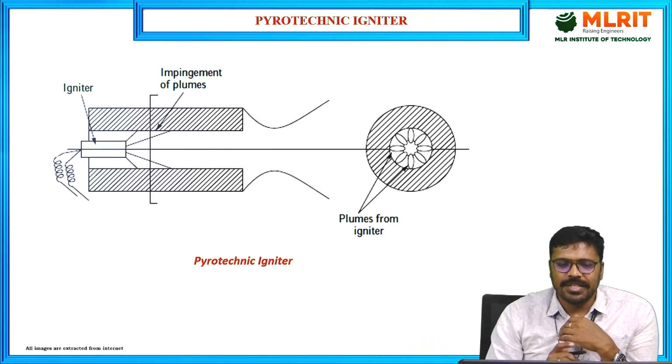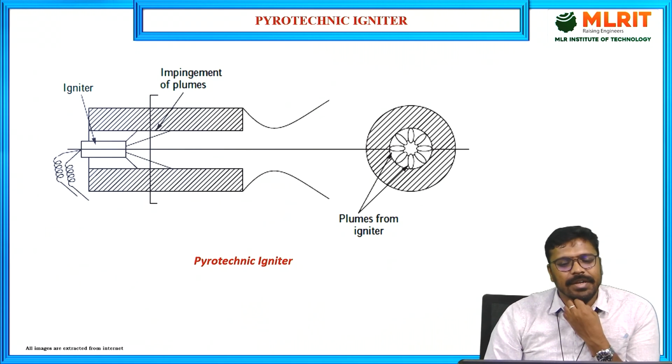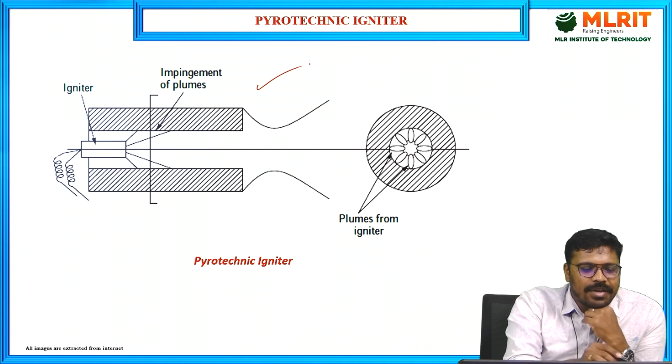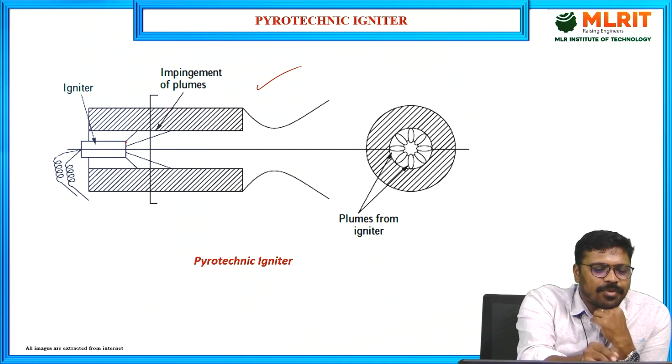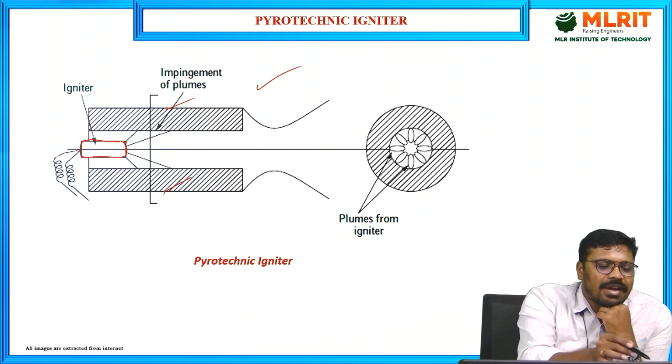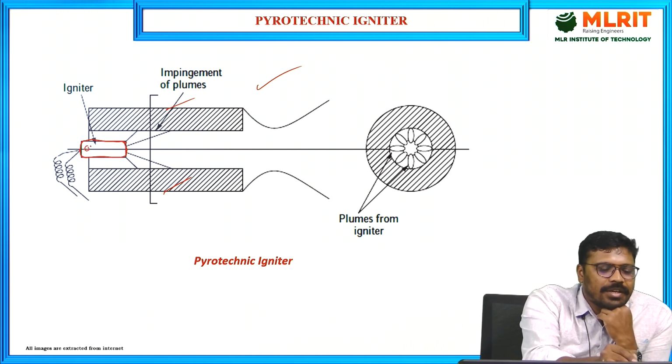Here you can see the diagram of the pyrotechnic igniter. This is the pyrotechnic igniter, and this is the solid propellant grain. Here you can see a rectangular box. This is the igniter, and this igniter has a pyrotechnic composition, which is placed with a nichrome wire.